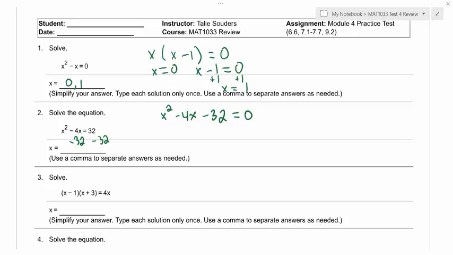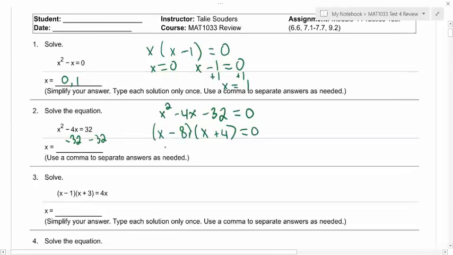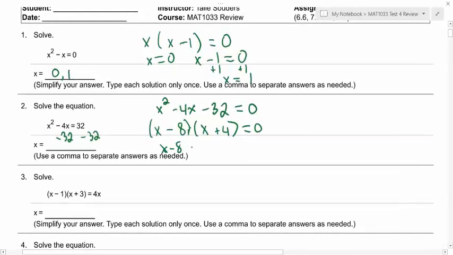So what are two numbers that multiply to negative 32 but add up to negative 4? That's an 8 and a 4. And then what would the signs be? Negative 8, positive 4. Very good. That's how it factors. So then what solutions does that give us? Positive 8 and a negative 4. Good. Perfect.